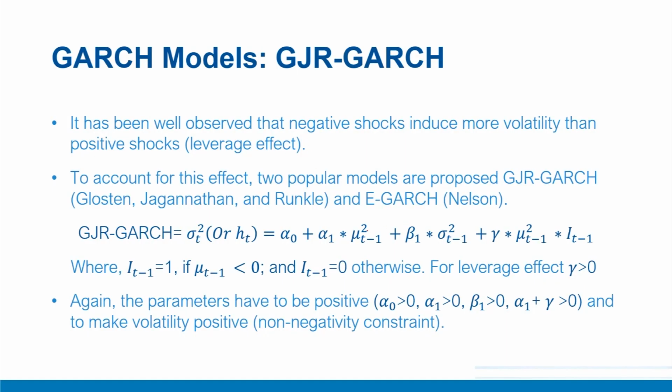So again, this model has parameters alpha naught, alpha 1, beta 1 that were originally from GARCH 1,1 and then an additional gamma. Now for this model, also the parameters, that is alpha naught, alpha 1, beta 1 and alpha 1 plus gamma, have to be greater than 0 to ensure that the estimate of volatility sigma square t is positive. So that additional constraint has to be put, although it accounts for the asymmetric nature of volatility or leverage effect, but still the non-negativity constraint has to be put externally.